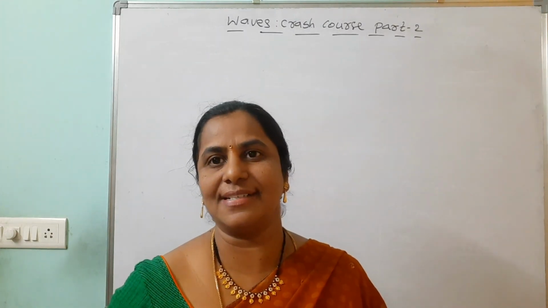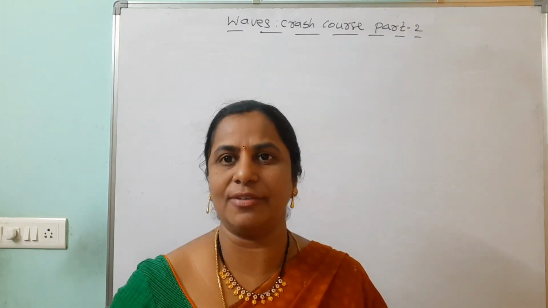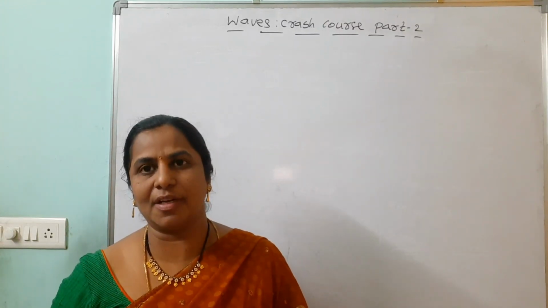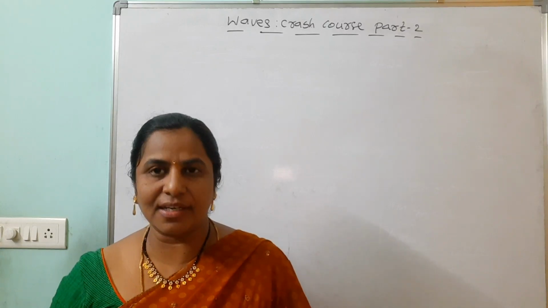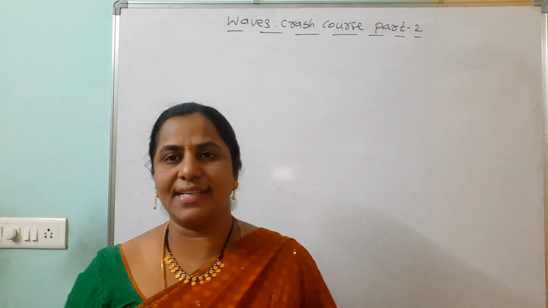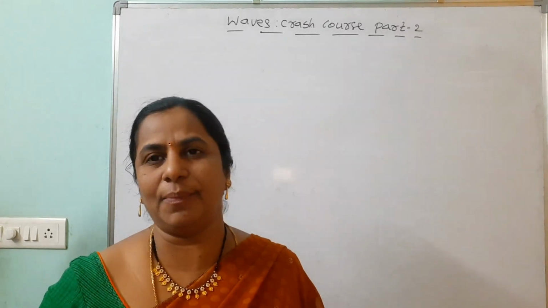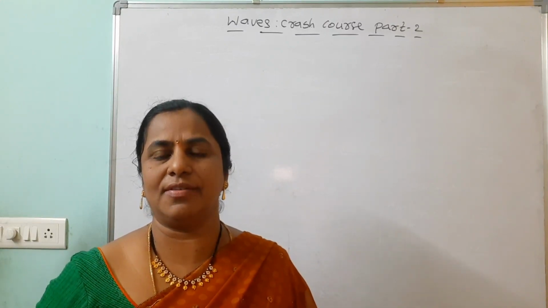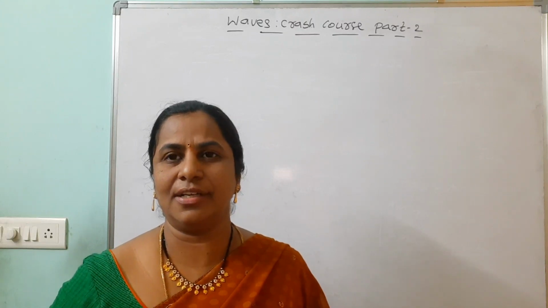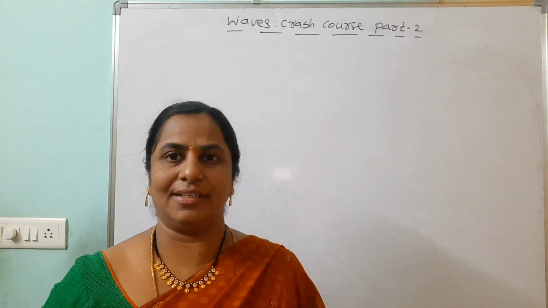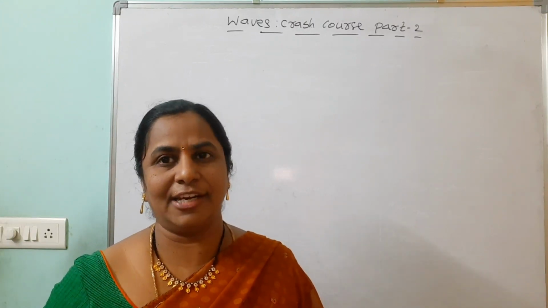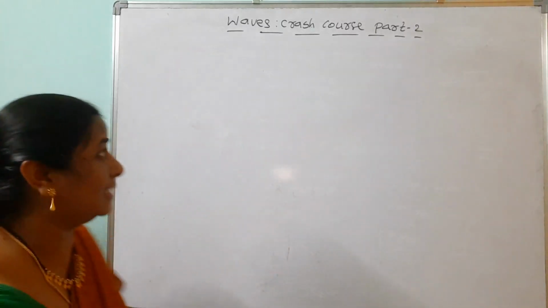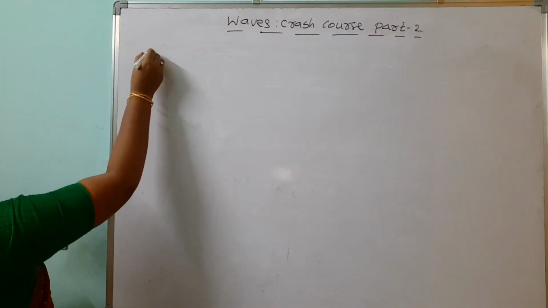Now we are going to discuss part 2 of the crash course on waves. You already know from the previous class the principle of superposition. Based on that, we are going to discuss the stationary wave. You already know the small definition from IPE: two progressive waves traveling in opposite directions are superposed on each other, and then a new wave is formed, called the stationary wave or standing wave. In this case it forms nodes and antinodes.